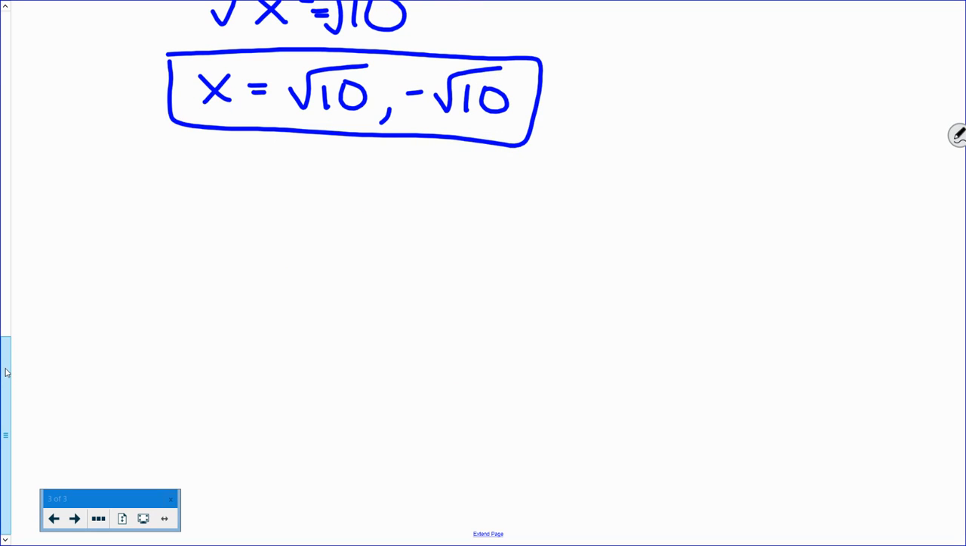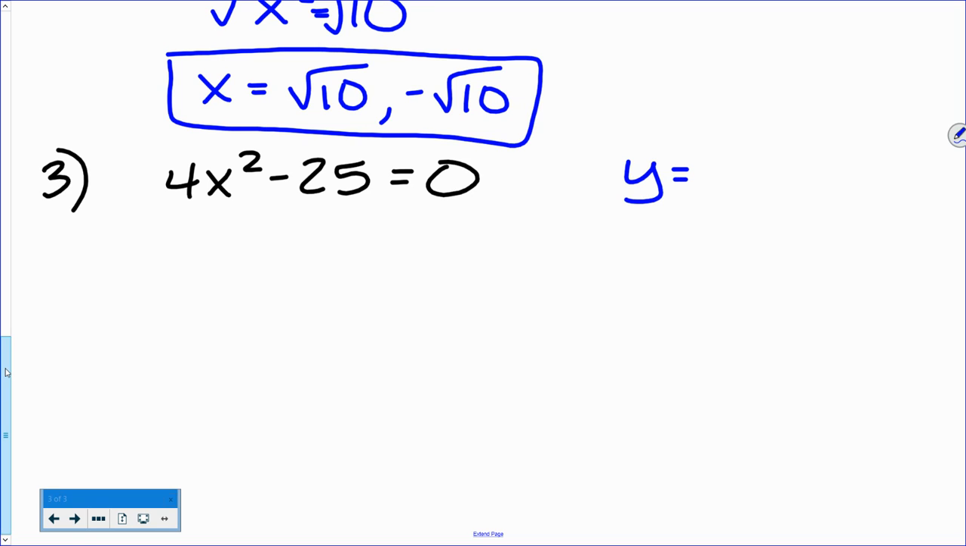So I've got 4x squared minus 25 equals 0. Sometimes we'll see problems like this. If we had problems where we had to graph something like y equals 4x squared minus 25, and then they'd say find the zeros or solve that equation or find the x-intercepts, then you'd be replacing your y with 0. So you'll see problems in that form, and then it's going to look like what I have here as 4x squared minus 25 equals 0.